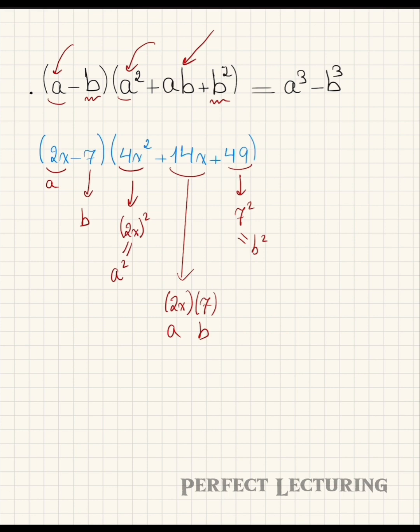Last, we have to check that the signs are the same as the formula, which they are. Everything is good, so let us apply the formula. So that is a cubed, so (2x) cubed, minus b cubed, which is 7 to the power of 3. And simply it becomes 8x cubed minus 7 cubed, that is 343.